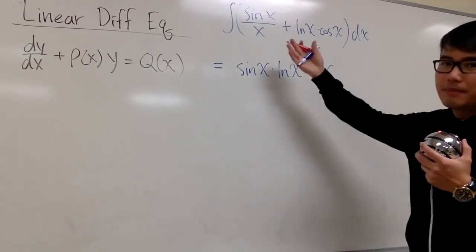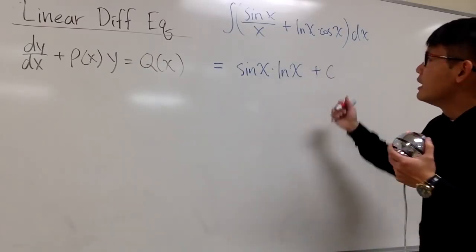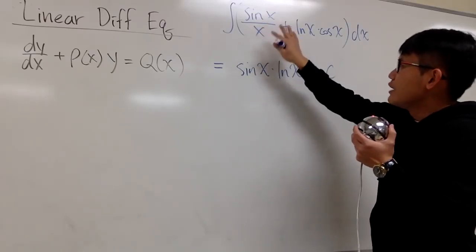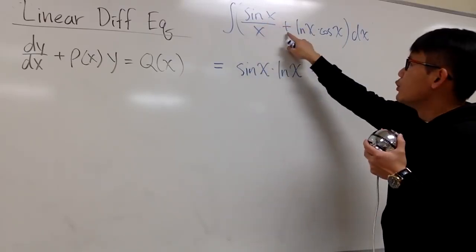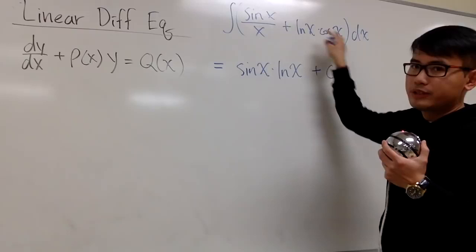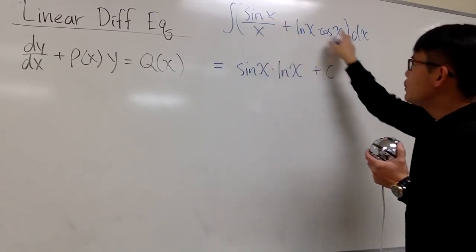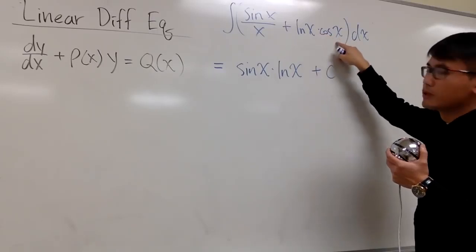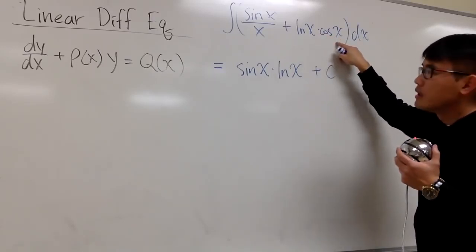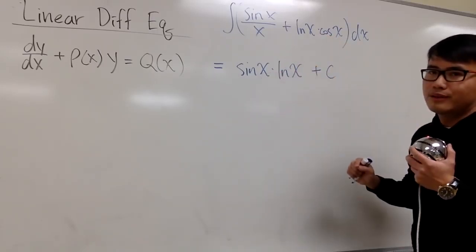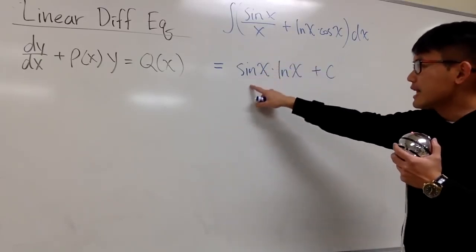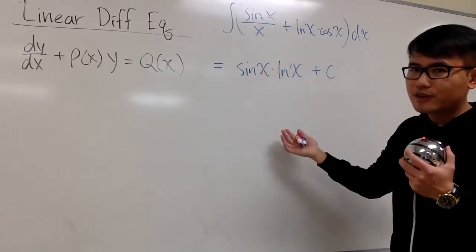Well, let's look at this backwards, okay? If you just pay attention to the form, first of all, you see that you have an addition in between two things, right? Here we have sine x over x, and here we have ln x times cosine x. And guess what? If you put this down, you see, sine x times ln x, that's the function part.